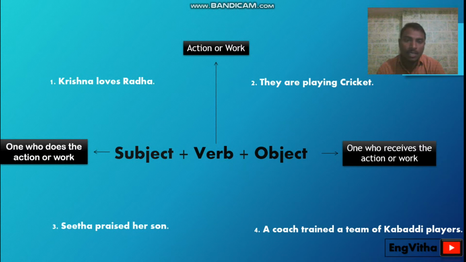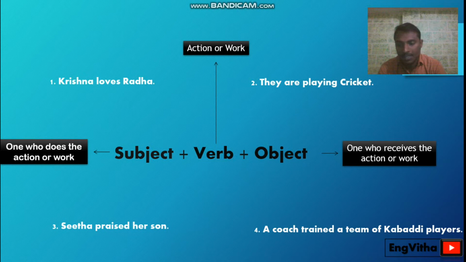Let's move to sentence 2, which also involves the same pattern. They are playing cricket. There, they is the subject, are playing is the verb, and cricket is the object. They are doing some work, that is playing, towards cricket. Cricket is the object that receives an action from them. So they is the subject, are playing is the verb which shows an action, and cricket is the object.